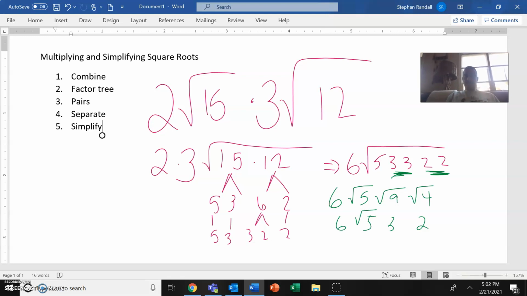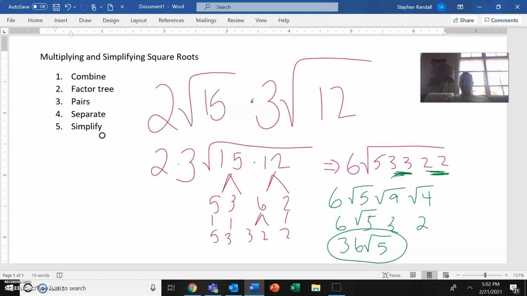So it's 6 times 3 times 2, which is 6 times 3 is 18, times 2 is 36 root 5, and that is our simplified root, 36 root 5.